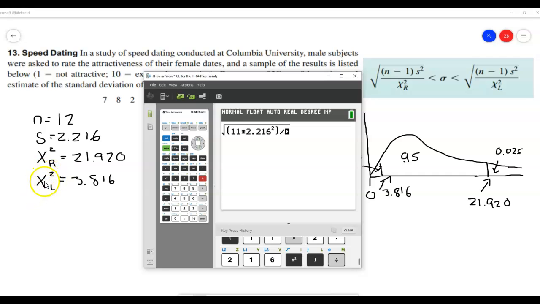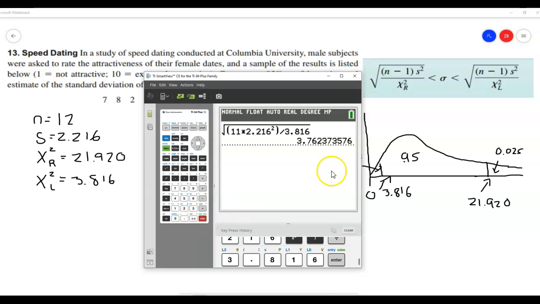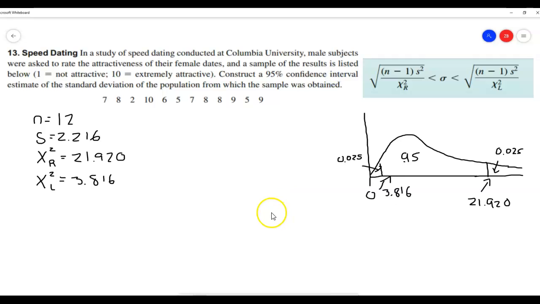That's just part of the actual critical value notation. It's called chi-square, so this isn't actually being squared. That is just part of that notation there. So divided by the chi-square left, so 3.816, and we're going to get 3.76. So 3.76 over there. And now that's going to be on this side.